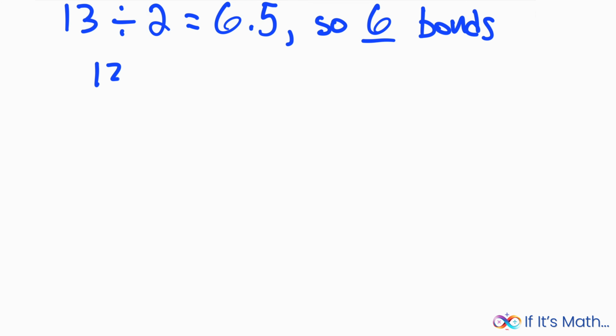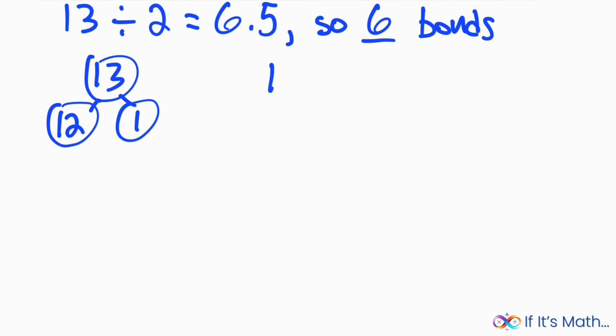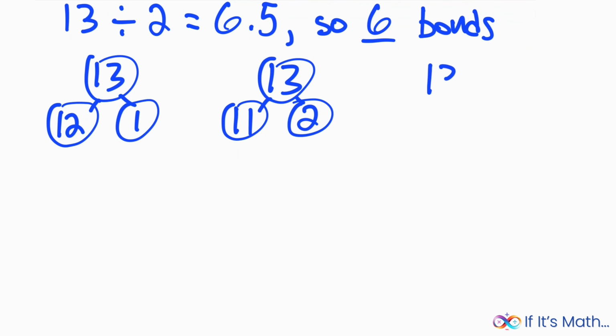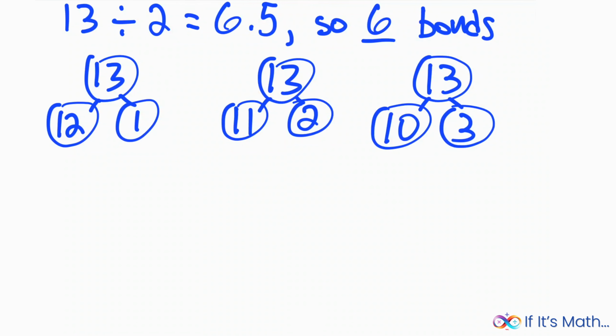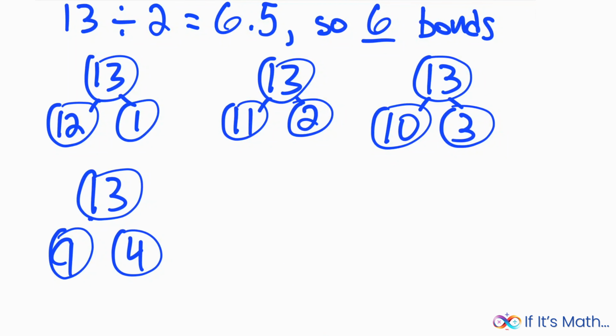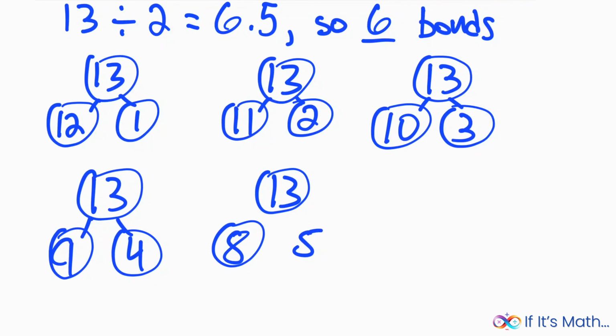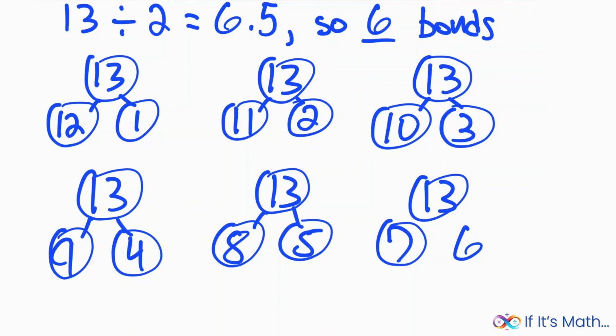Let's go ahead and look at what those are. We know 13 is 12 plus 1. 13 is 11 plus 2. 13 is 10 plus 3. 13 is 9 plus 4. 13 is 8 plus 5. And then finally, 13 is 7 plus 6. So that gives you all 6 number bonds for 13.